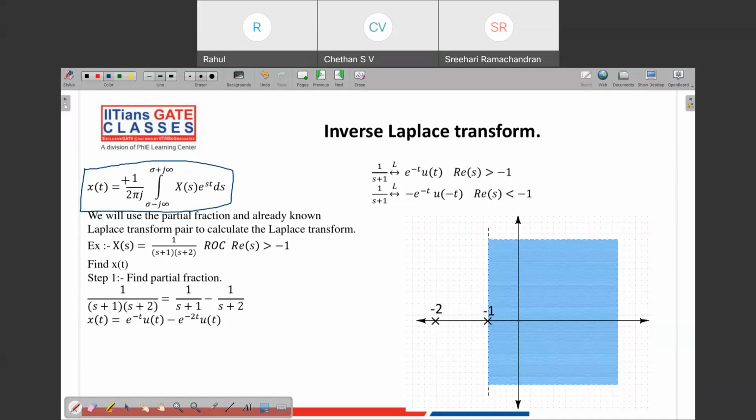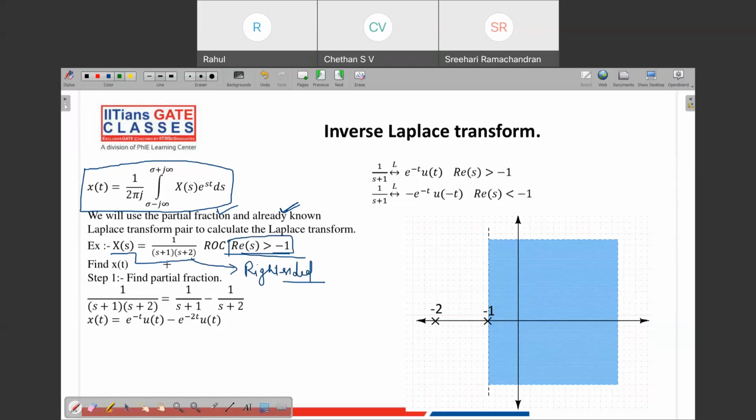So we take the help of these pairs to calculate the inverse Laplace transform. We generally use the partial fraction method as well as already known Laplace transform pairs. For example, let's say we have been given a Laplace transform and ROC, and we were asked to find the inverse Laplace transform. Here we have X(s) equal to 1 by (s plus 1)(s plus 2), and ROC is real part of s greater than minus 1. This is how the ROC looks. Since ROC is in this form, the inverse Laplace transform of this signal will be right-sided, not left-sided.